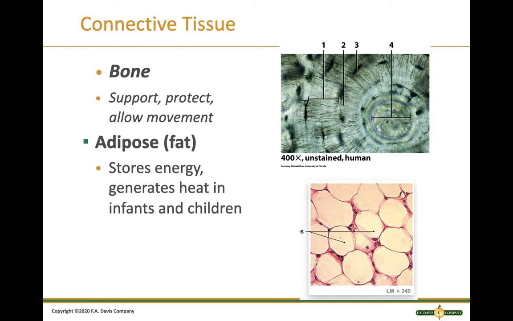So bone, that top picture on the right is bone tissue under the microscope, so its functions are support, protection. It also allows for movement. Fat or adipose, that's the bottom picture you see there, that stores energy, also generates heat in infants and children. It's also good for cushioning and insulation.